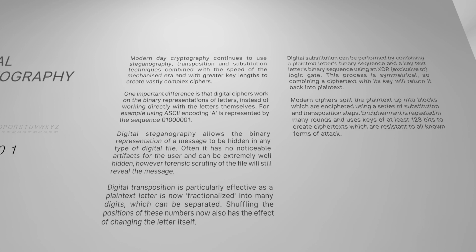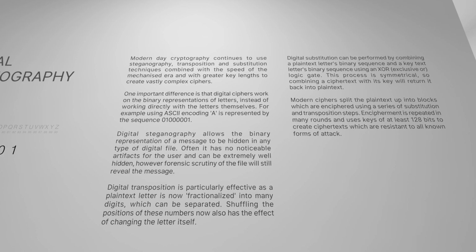One important difference is that digital ciphers work on the binary representations of letters instead of working directly with the letters themselves. For example, using ASCII encoding A is represented by the sequence 01000001. Digital steganography allows the binary representation of a message to be hidden in any type of digital file. Often it has no noticeable artifacts for the user and can be extremely well hidden. However, forensic scrutiny of the file will still reveal the message.